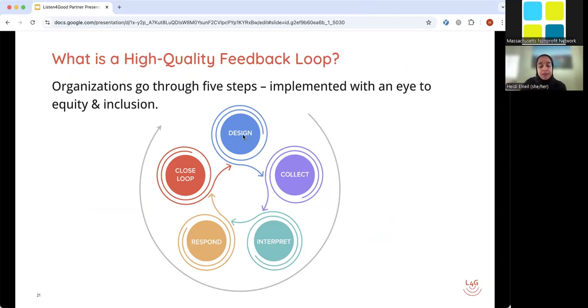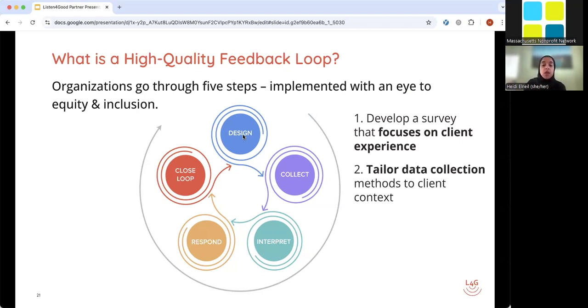So feedback is, as I said, a loop. And as you move through each step, we're really thinking about how we ensure that we're meeting the people that we serve, that we're getting the data that we need, and also that we're closing the loop. And so I'm going to go into each of these steps and some things to think about as you go through them. Because we're really thinking about how we design a survey that focuses on experience and is tied to things that we have control over. We're thinking about how we ensure that the way we collect data is going to lead to a high enough response rate and also a representative response rate, right?